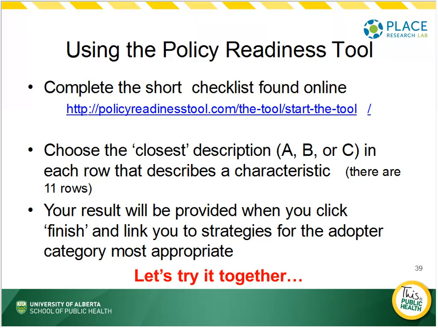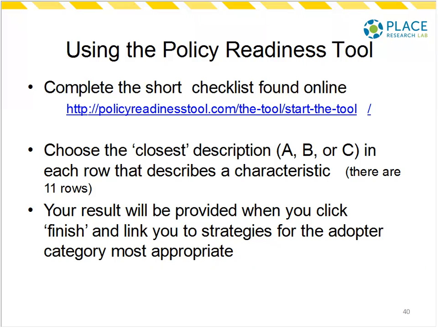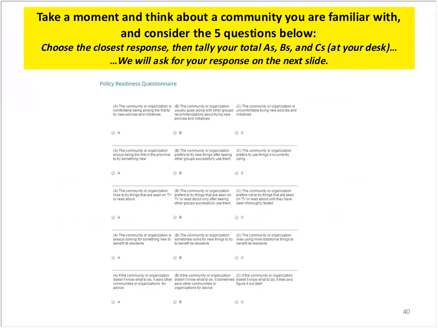If you're completing this online, your result will be provided when you click Finish, and that will link you to particular strategies. But if you're following along on screen, I just want you to note on a piece of paper or something handy whether you had mostly A's, mostly B's, or mostly C's, and then everybody, if you can click your response in the poll question, we'll have a little talk about what this means.